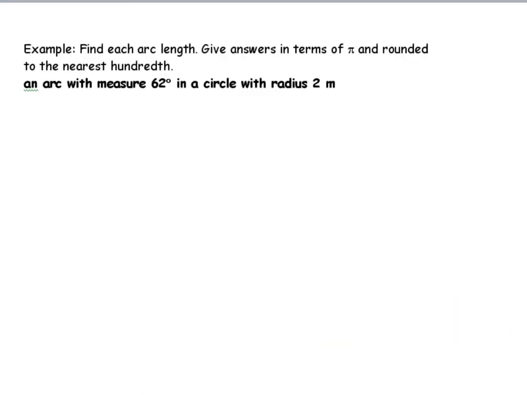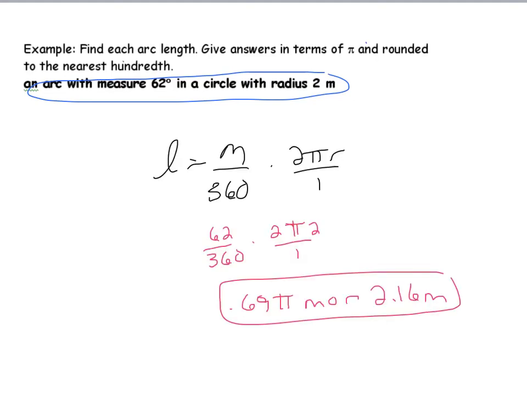All right, find the arc length. Give it in terms of pi. So it says an arc with a measure of 62 and the radius of 2. Now, if you wanted to draw a picture, you can. Otherwise, all of the information is given to you in this sentence here. Pause me, figure out what the length is in terms of pi and rounded, and then come back.